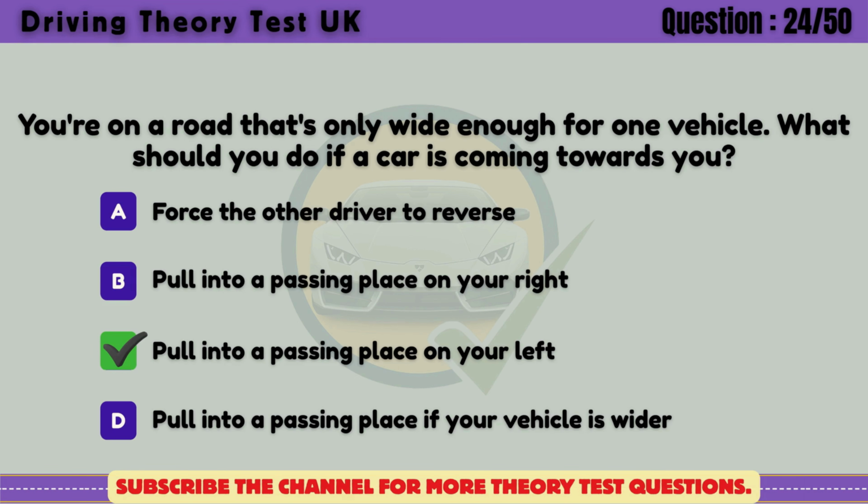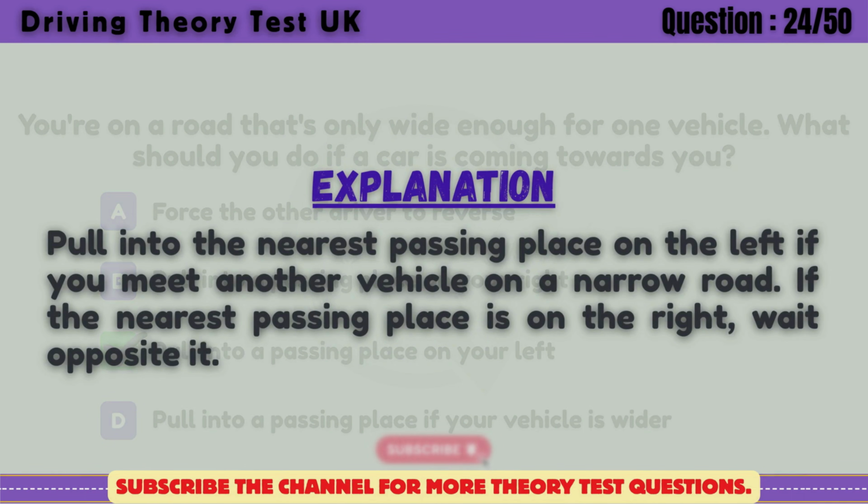Answer is C. Pull into a passing place on your left. Pull into the nearest passing place on the left if you meet another vehicle on a narrow road. If the nearest passing place is on the right, wait opposite it.